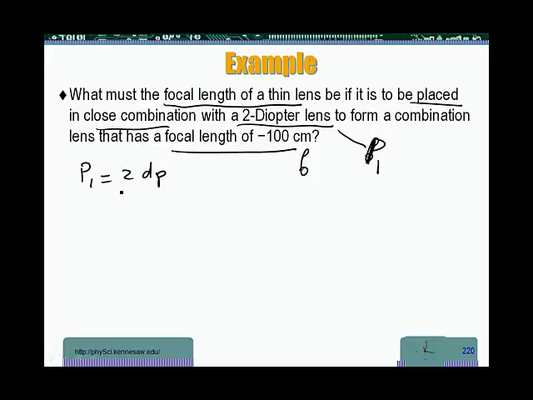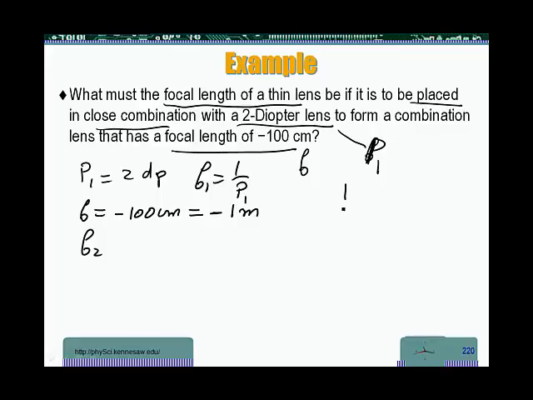From there, we can figure out the focal length of the lens if we want to. The focal length f1 is 1 over P1, giving us the focal length in meters. Now, the overall lens that we want has a focal length of minus 100 centimeters. We need to convert it to meters. Since diopters are related to meters, I'm going to convert everything to meters, so that's minus 1 meter. And we need to find f2, the focal length of the second lens.